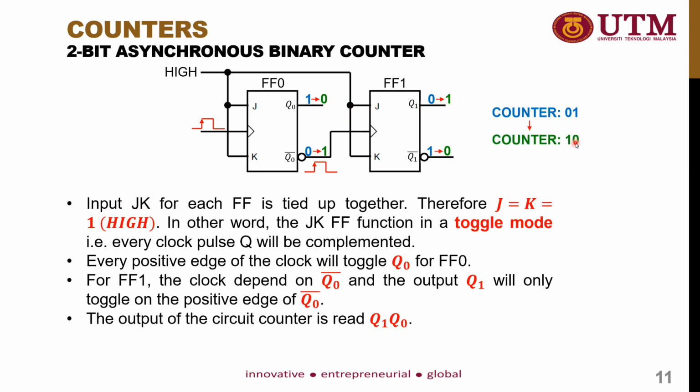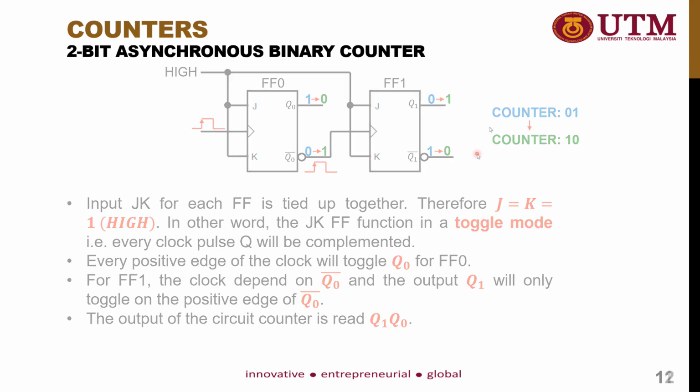Okay, so you see here, it means that the binary counter is counting, because the sequence of binary numbers is 0 0, 0 1, 1 0, and also 1 1. So it means that this connection is correct and the counter is working correctly.